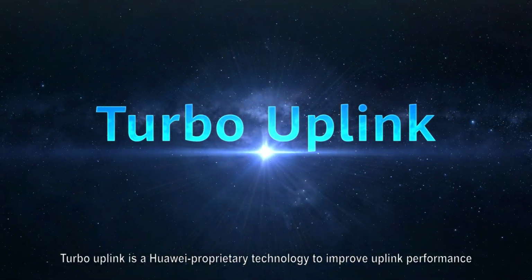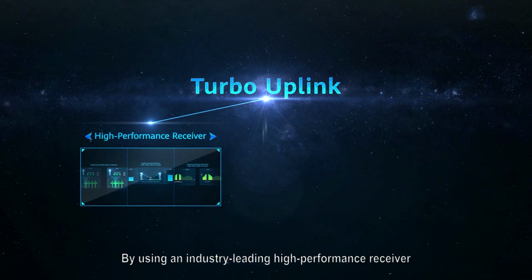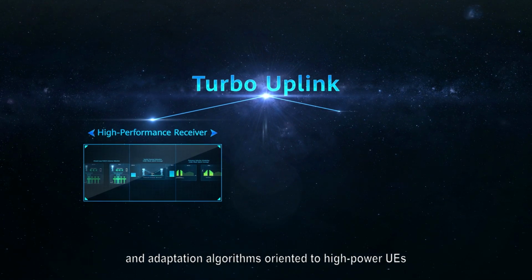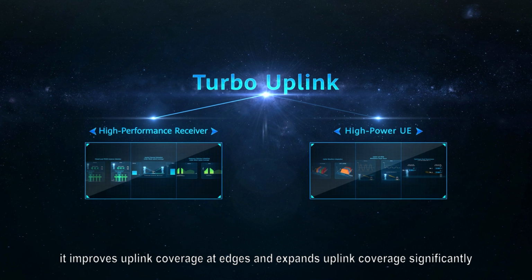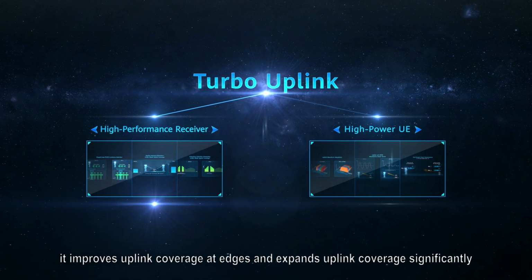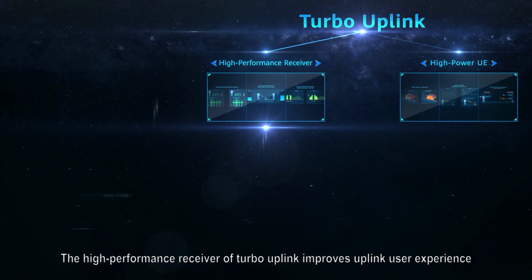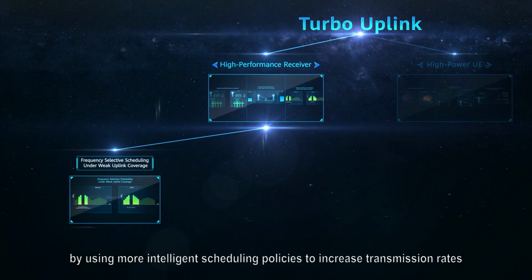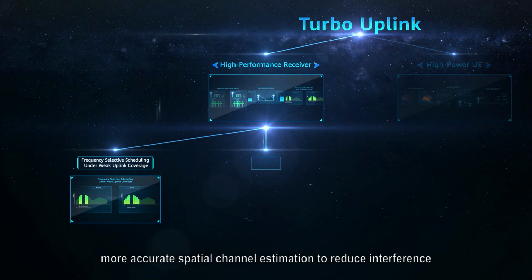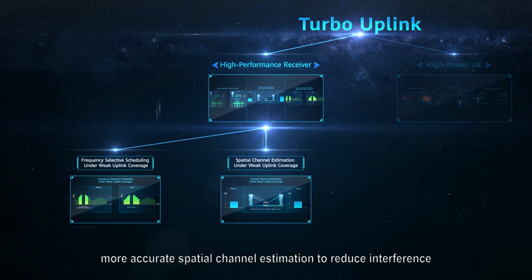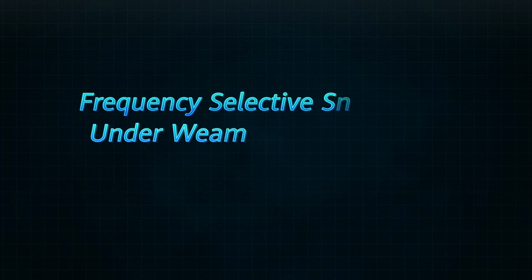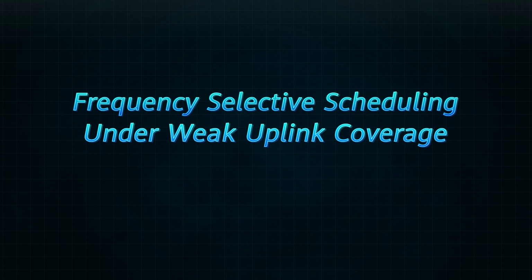Turbo Uplink is a Huawei proprietary technology to improve uplink performance. By using an industry-leading high-performance receiver and adaptation algorithms oriented to high-power UEs, it improves uplink coverage at edges and expands uplink coverage significantly. The high-performance receiver of Turbo Uplink improves uplink user experience by using more intelligent scheduling policies to increase transmission rates, more accurate spatial channel estimation to reduce interference, and more accurate antenna selection to improve useful signal quality.